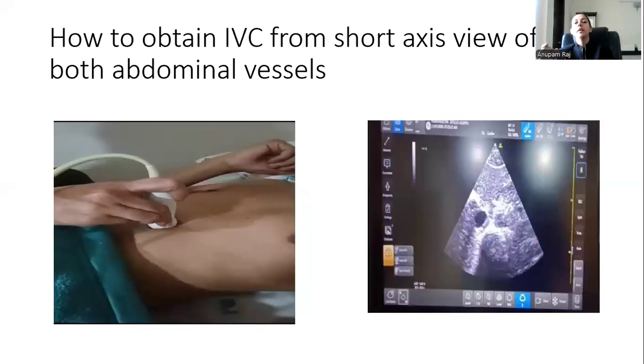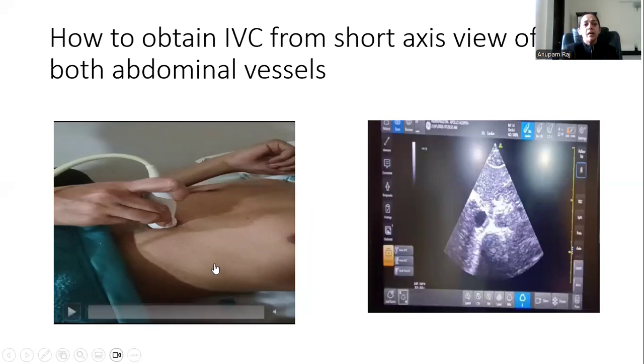Another way of acquiring the inferior vena cava view is through the short axis of the abdominal vessels. In this, we first cut both the IVC and the aorta at a perpendicular level behind a vertebral body.